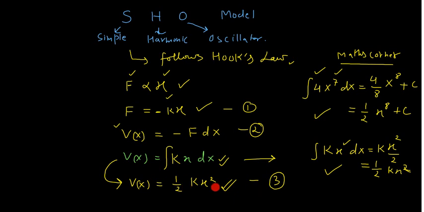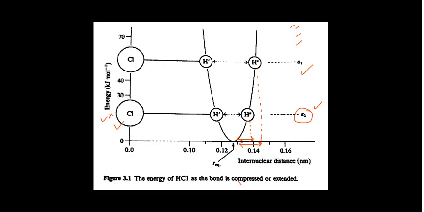Half of k x squared. Mathematically, this equation is the equation for the parabola. Please remember, this is the equation for a parabola, and the shape of the parabola is always like that. That's why I am getting this kind of shape here. Since this equation 2 is the equation of the parabola, this diagram is in the parabola shape.